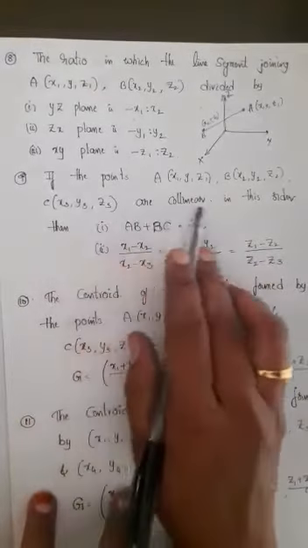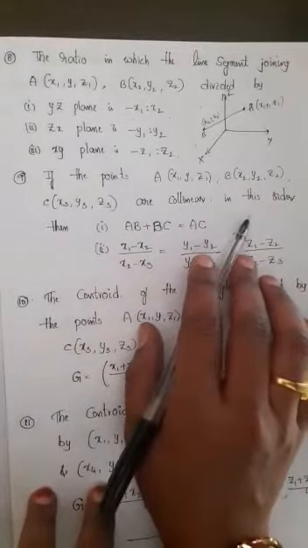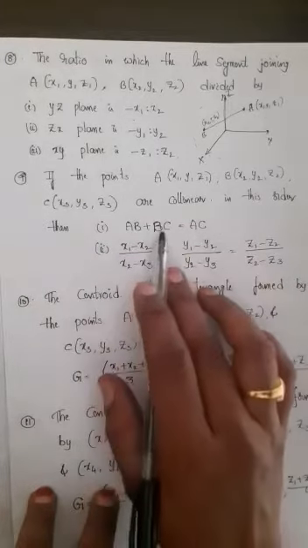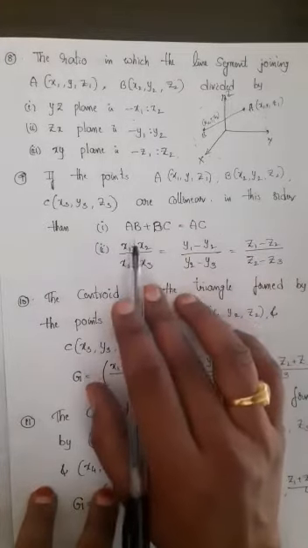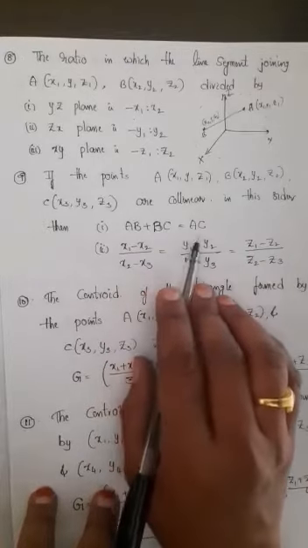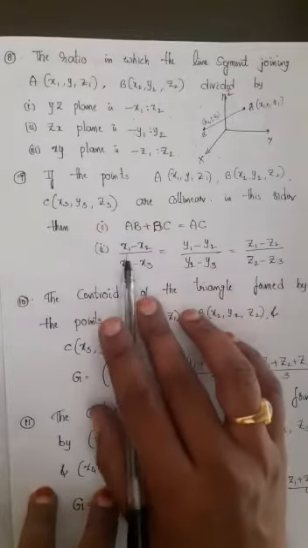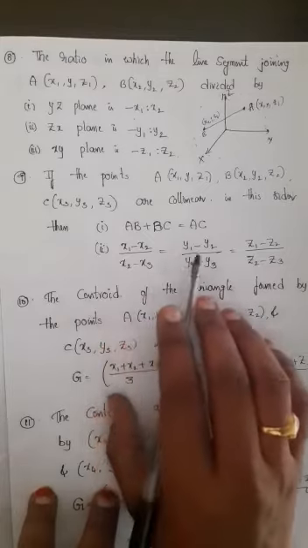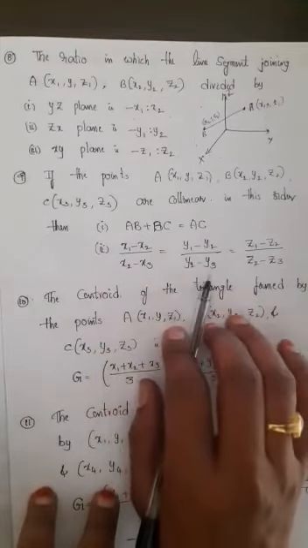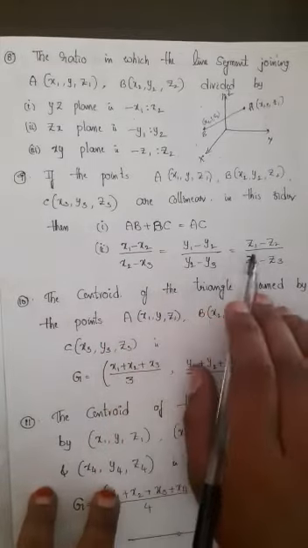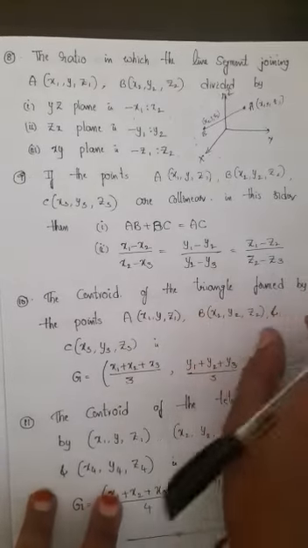Next, if the points A, B, C are collinear, then they have to satisfy 2 conditions. AB plus BC is equal to AC, and x1 minus x2 by x2 minus x3 is equal to y1 minus y2 by y2 minus y3, which is equal to z1 minus z2 by z2 minus z3.